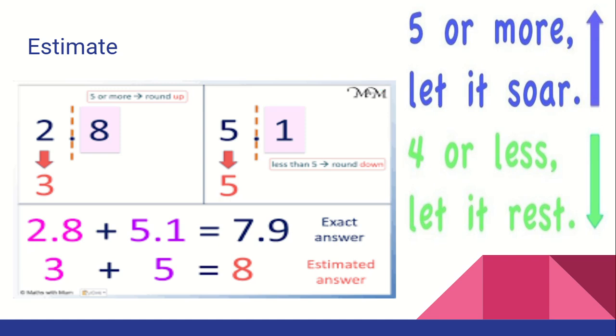So which means, if I got 2.8, I'm going to round this or estimate it. For example, if you break this in half, and the number behind it is 5 or more, let it soar, which means the whole number becomes 1 bigger, 3. 4 or less, let it rest. So if it was to be this, you just leave it as 5. So this is how you do it.